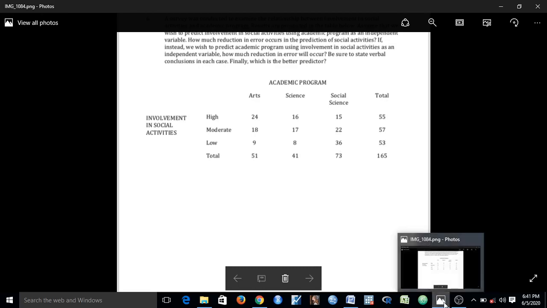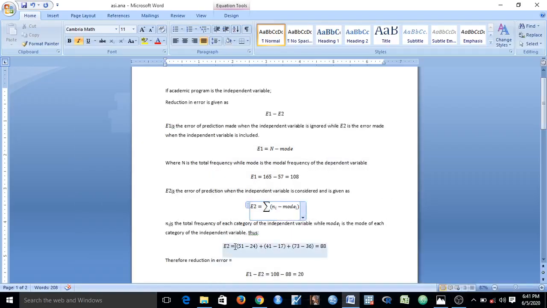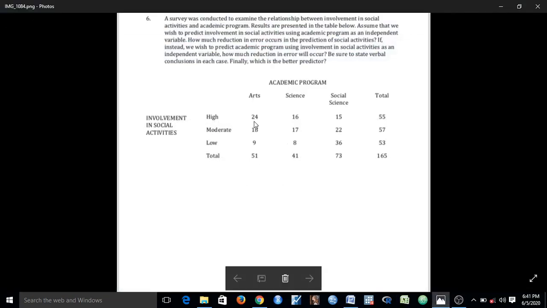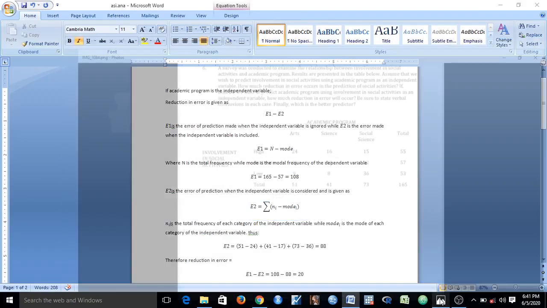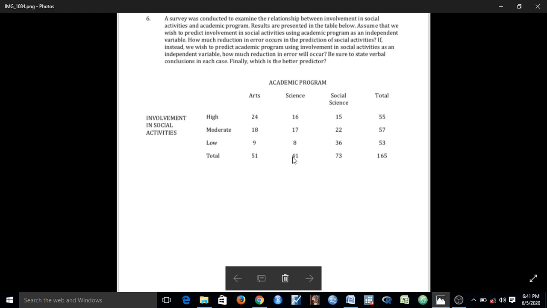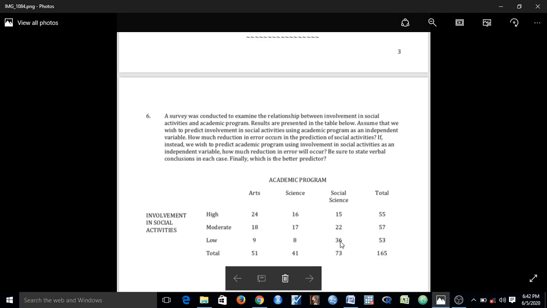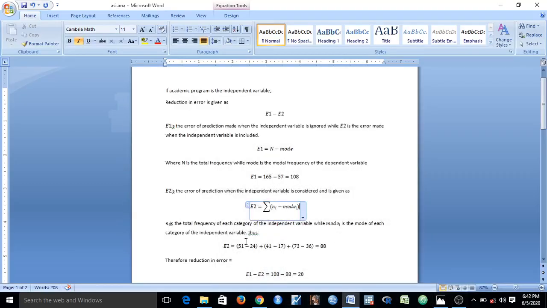Then we go back, we see that our E2 will be the total here, 51 minus the mode here, 24, plus the total here, 41 minus the mode, which is 17, and then the total here, 73 minus the mode here, 36. So we add everything, we add the differences. Adding this gives us 88.